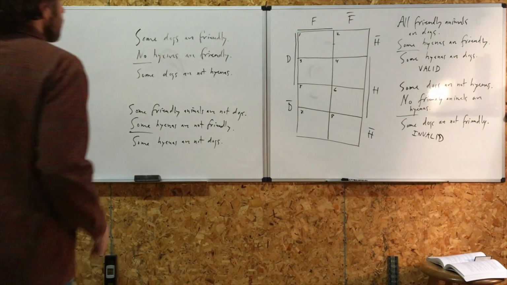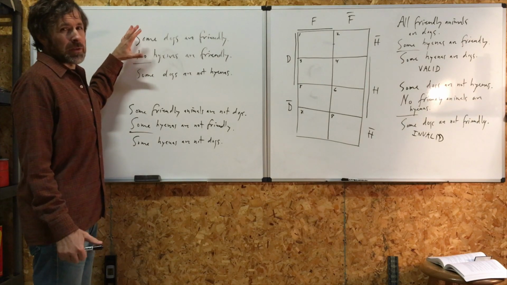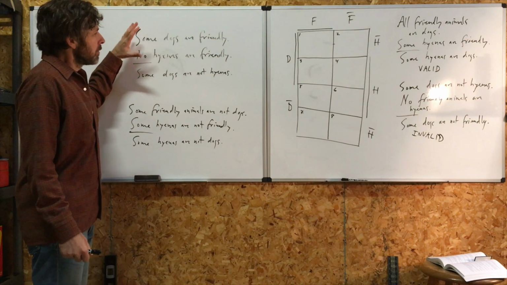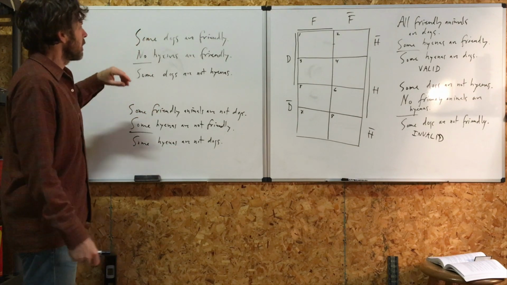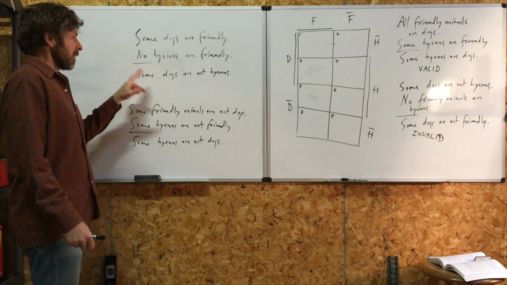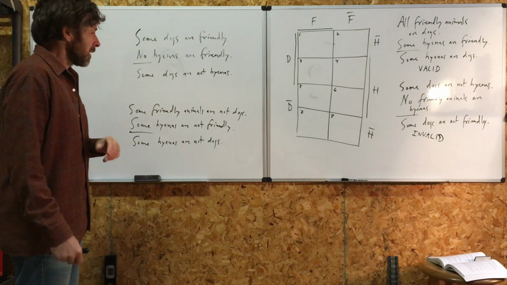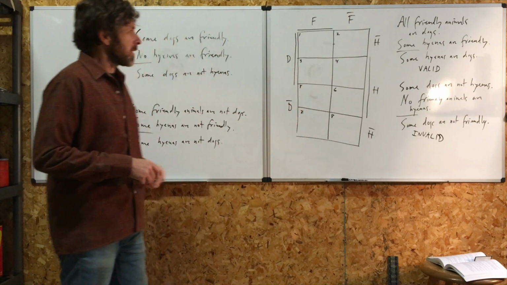Okay, I'll pause there for a second. Okay, I've written down a couple of categorical syllogisms to make a couple of different points. And we'll end with these. Let's look at this one. Some dogs are friendly, no hyenas are friendly, therefore some dogs are not hyenas. Now, I don't know what your intuition tells you, but we're going to use a Carroll diagram to test it.